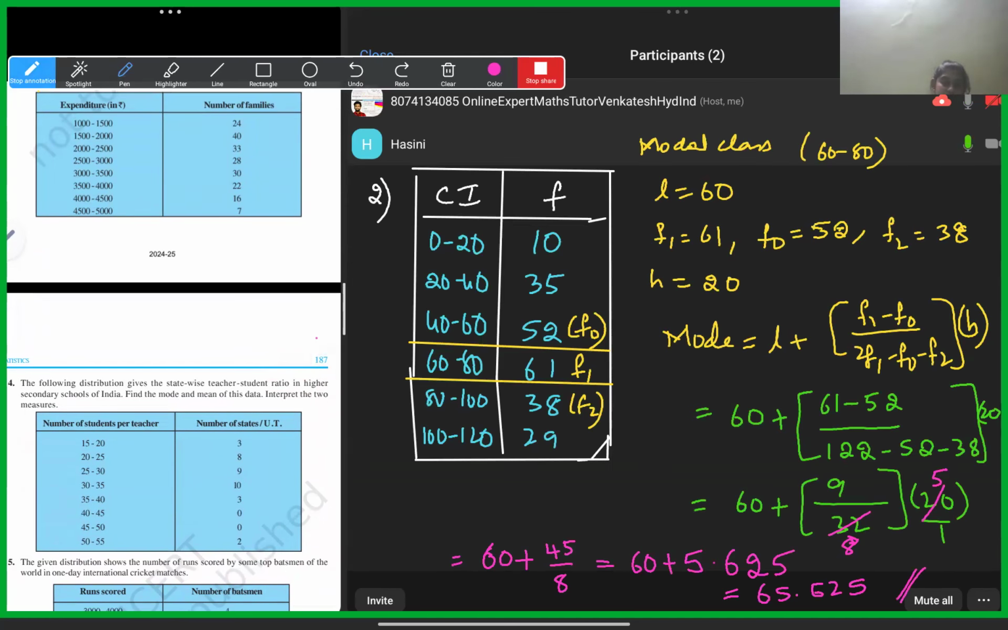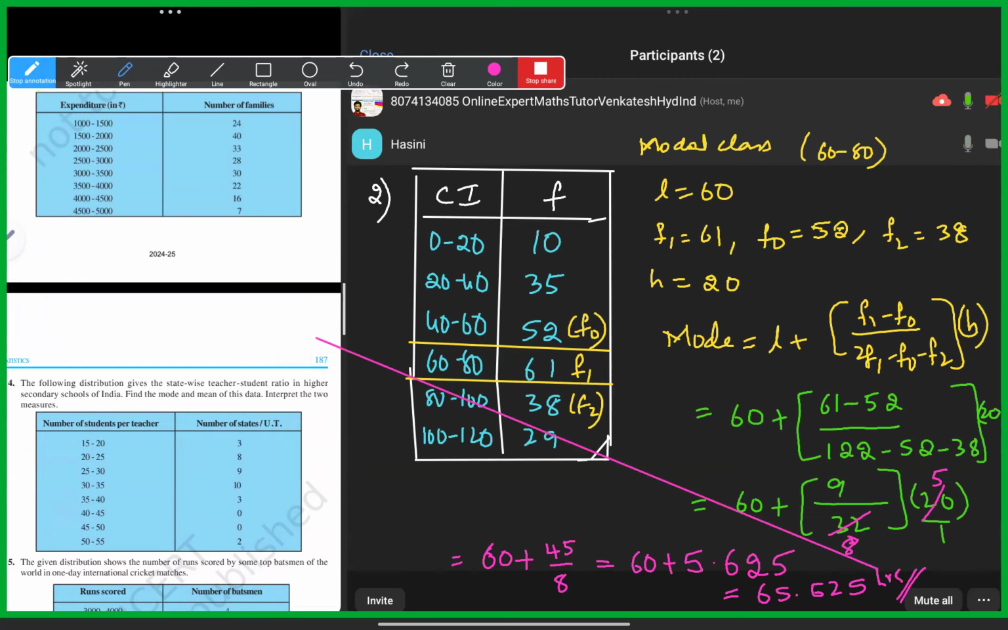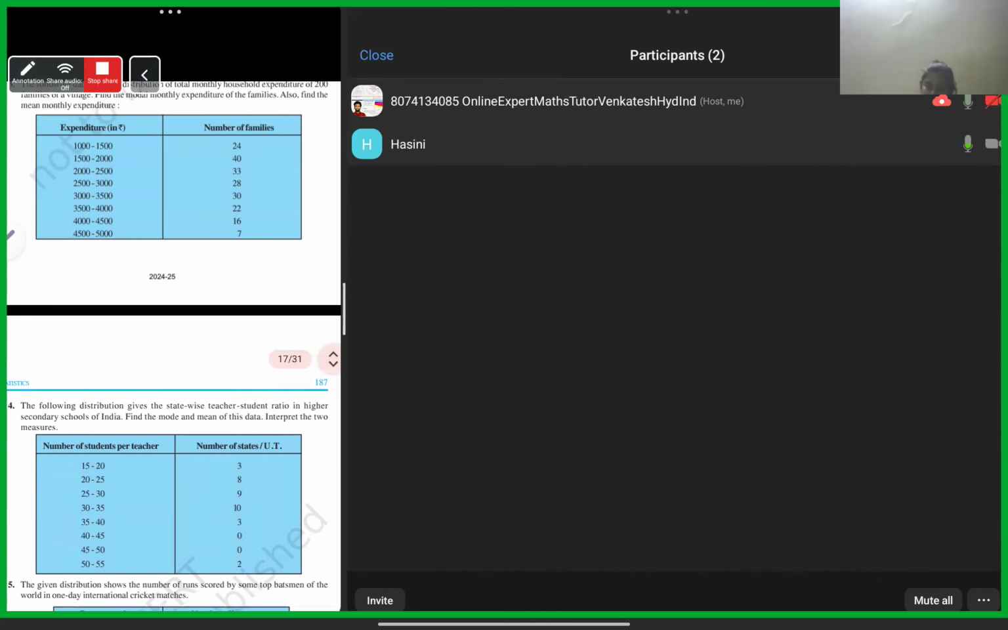Yes, sir. Correct only. 65.625. Okay, Hasmi. So here they'll write R's also, because this is about the R's, no? That is how many R's this electrical component will work, no? The question is about that.